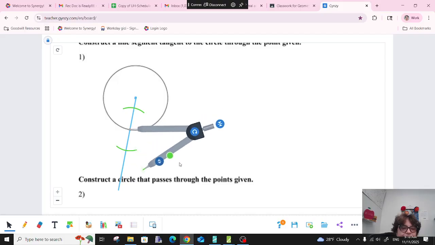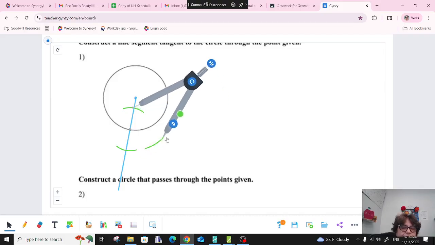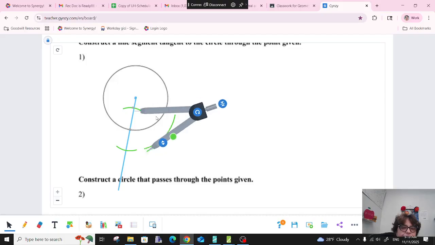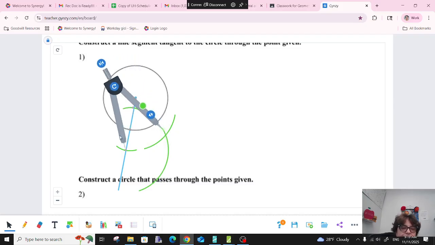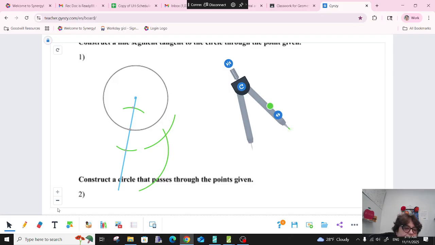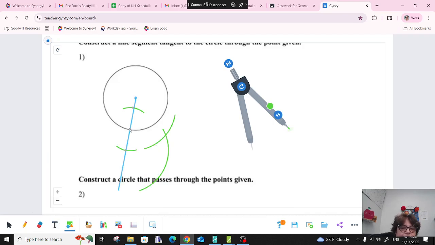That was the issue. And then I'm going to put it over here, and I'm going to draw an arc, and I'm going to move it over and draw another arc. And that's what you were looking for. And then from here, you would draw the line through right there. And that should be the line tangent.